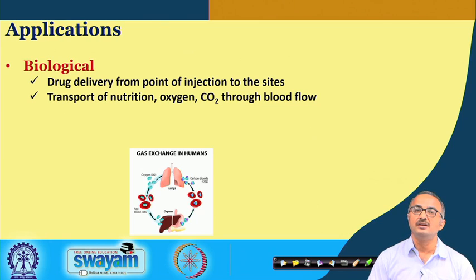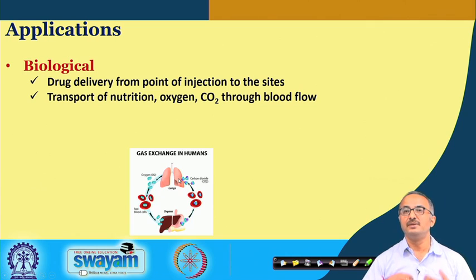Then transport of nutrition, oxygen, and carbon dioxide through blood flow. In this particular picture you can see how the lungs, where oxygen and carbon dioxide get exchanged, are performing. Here the oxygen goes into the blood and passes through the various organs, carrying all the excretory components, and ultimately the carbon dioxide gets into the blood and oxygen goes to our body, and finally it goes to the lungs and is exhaled out.